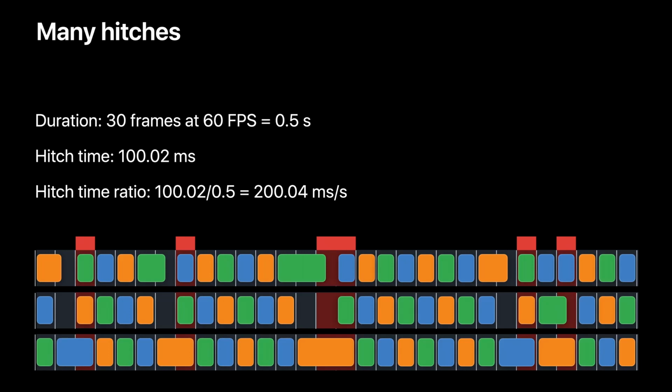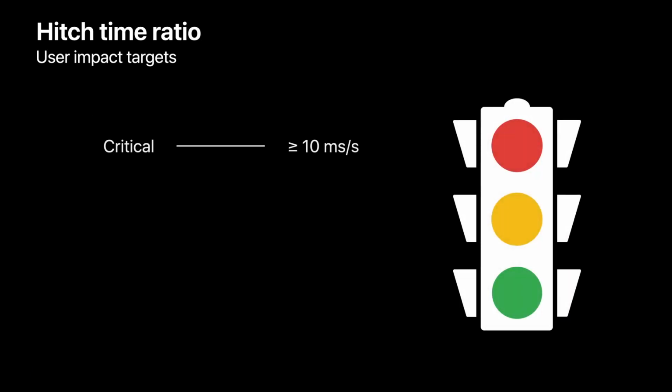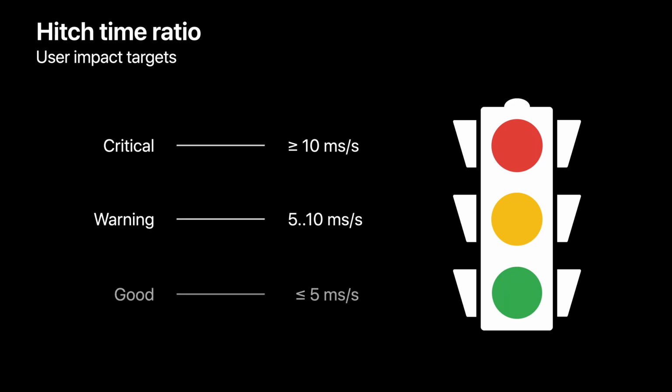This is just an example. In general, these are the target hitch ratios we recommend and use in our tools here at Apple. Although this goal is 0 hitch milliseconds per second, anything under 5 hitch milliseconds per second is considered good and mostly unnoticeable by a user. Between 5 and 10 hitch milliseconds per second, the user is going to notice some interruptions, and these should be investigated. Over 10 hitch milliseconds per second, hitches are greatly impacting the user experience, and you should immediately investigate how to optimize your render loop.